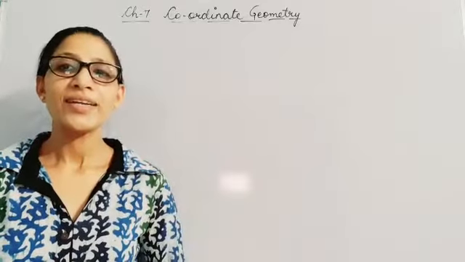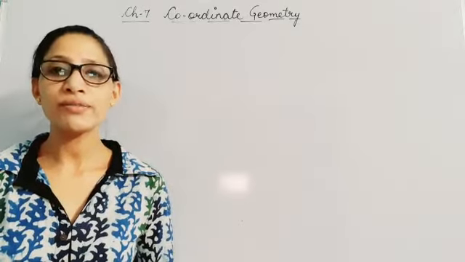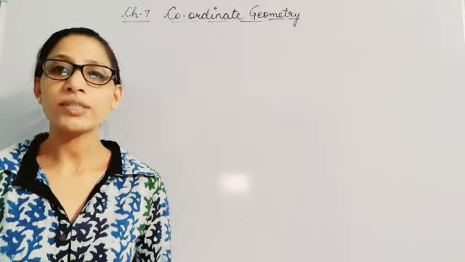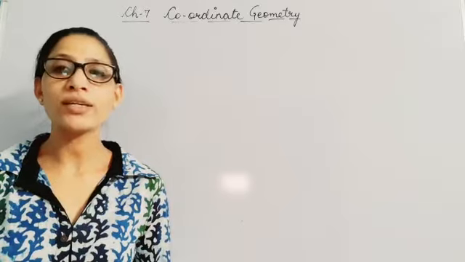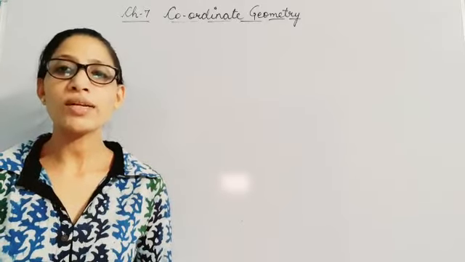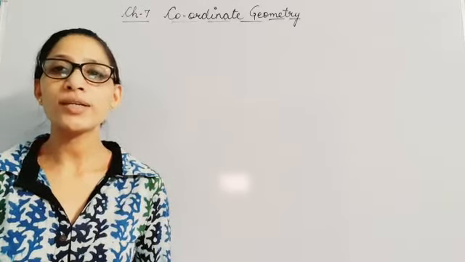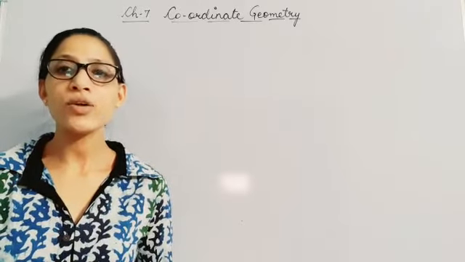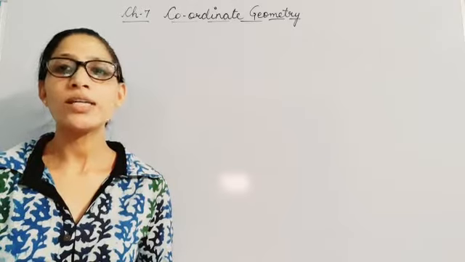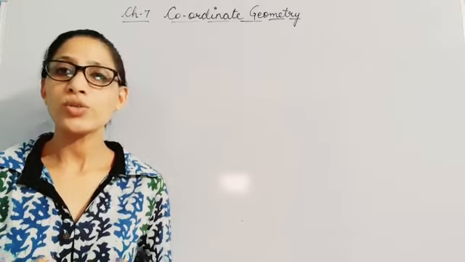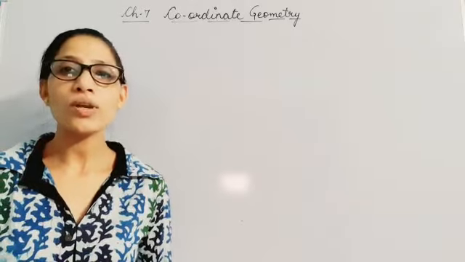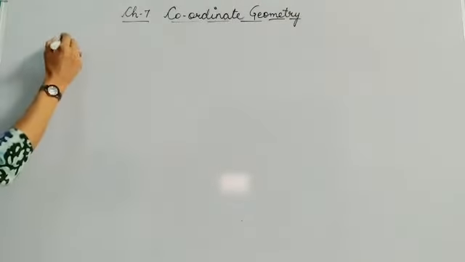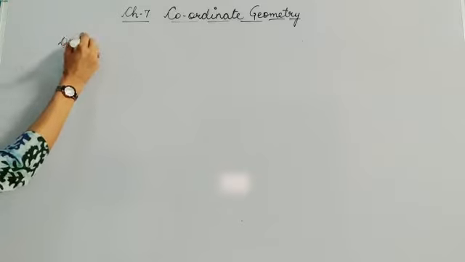Hello everyone. In this video we are going to revise chapter 7, that is coordinate geometry. This chapter contains just 3 formulae. First is your distance formula, second is your section formula, and third is area of triangle formula. But this year area of triangle formula is deleted from your syllabus. So now the chapter is all about just 2 formulas. Let's see these formulae. First is your distance formula.